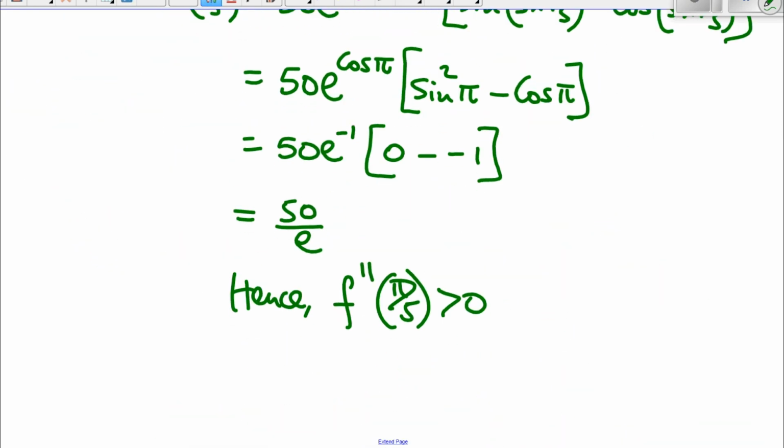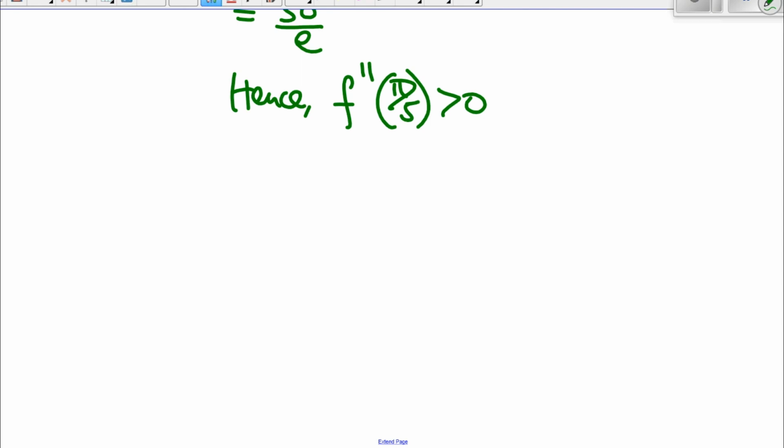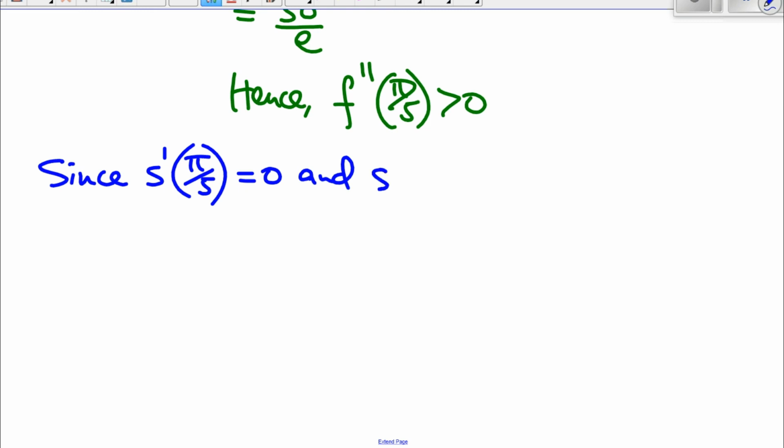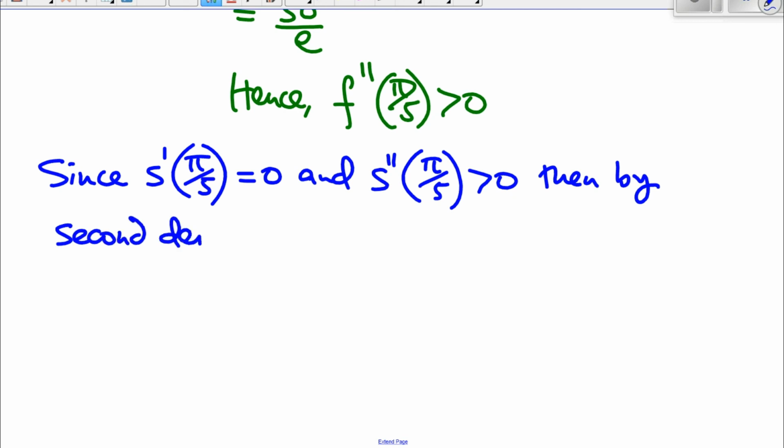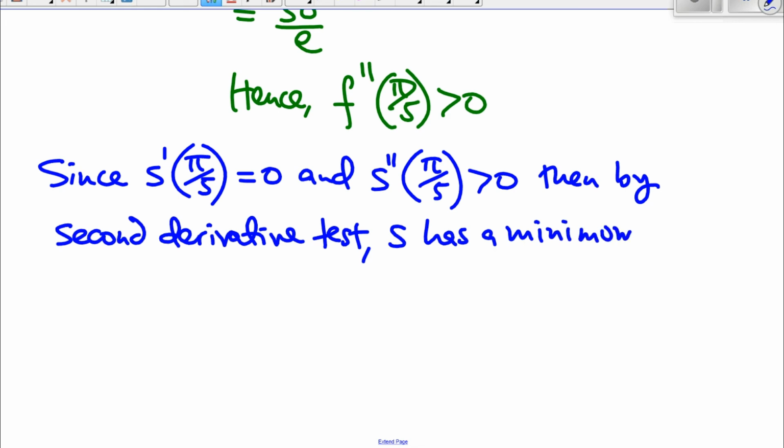So we can write our conclusion, and our conclusion will be that since the value of the slope at pi over 5 is equal to 0, and the value of the second derivative at pi over 5 is greater than 0, then by the second derivative test, S has a minimum at t is equal to pi over 5.